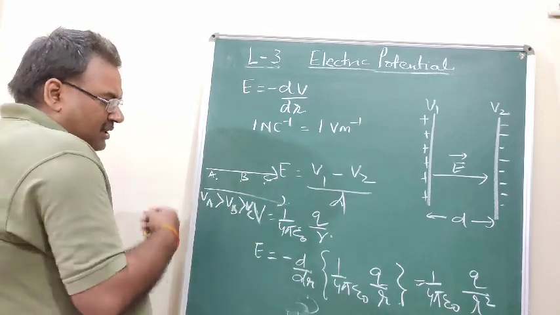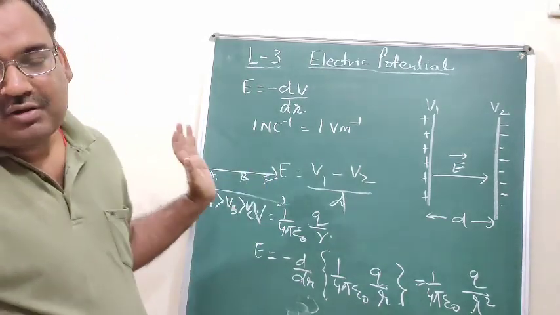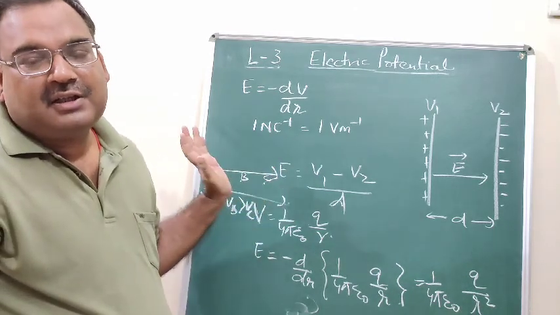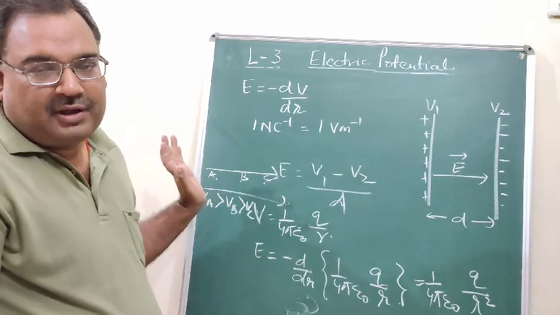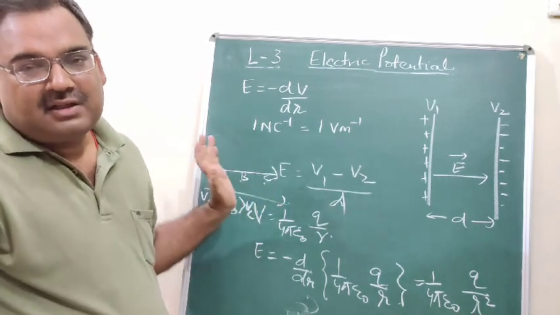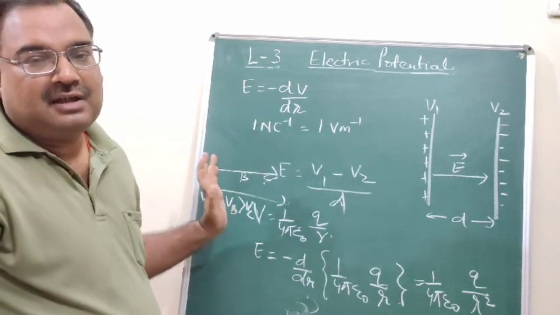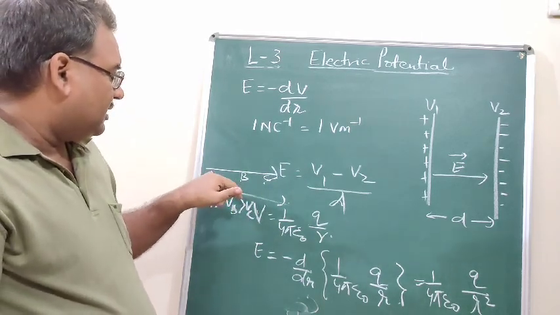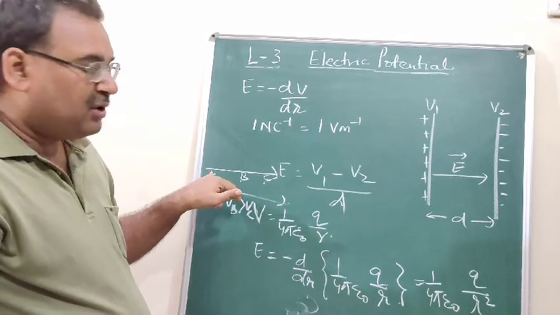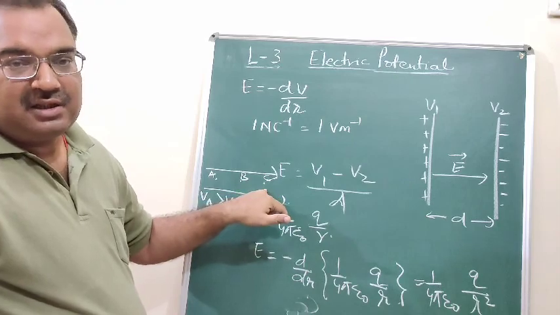So as we move in the direction of the electric field, the electric potential keeps on decreasing. Is it clear? If the point is moving in the direction of the electric field, then the electric potential is decreasing. So potential at A, VA, will be maximum and potential at C will be least.